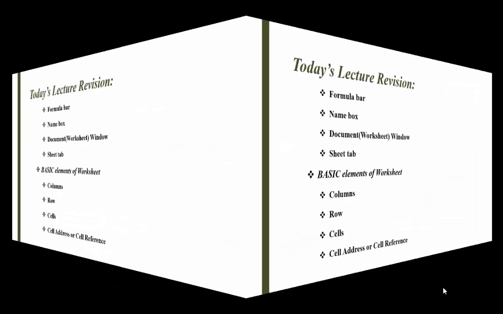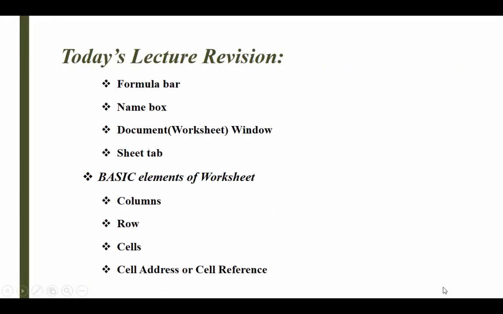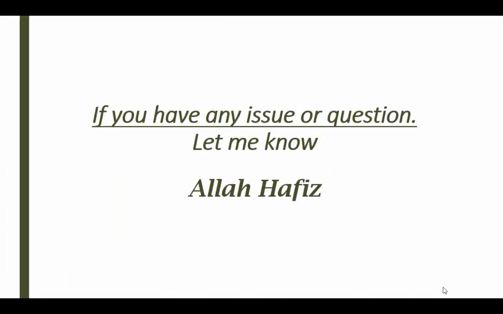Let's go back. So today we have studied formula bar, name box, document or worksheet window and sheet tab. Then we have studied basic element of worksheet, in which we have studied column, rows and cell address or cell reference. I hope you have understood what these things are and what their purposes are. Cell address or cell reference is required when you are using any formula to call that cell value in the formula.